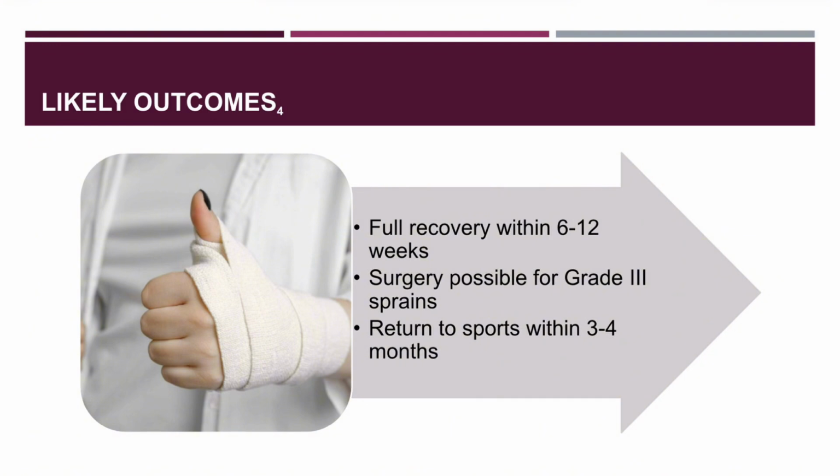And so for complete tears or cases with associated Stener lesions, surgical repair may often be required. And this can include a UCL reconstruction or repair. And then with this, recovery may take 3 to 4 months post-surgery. But with a well-structured rehab program, most patients regain full thumb stability and strength. And the outcomes are just generally favorable with adherence to rehab and treatment. And for athletes, they'll typically be able to return to sports within 3 to 4 months.